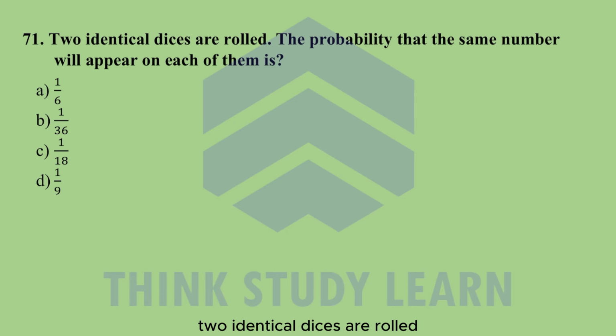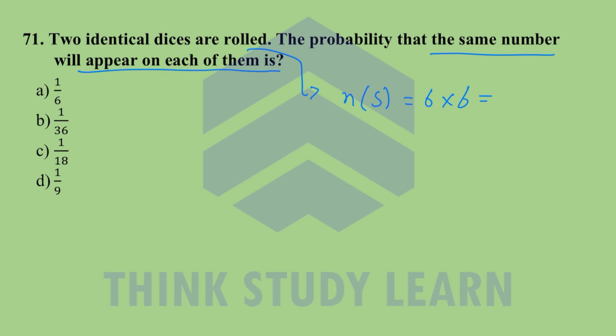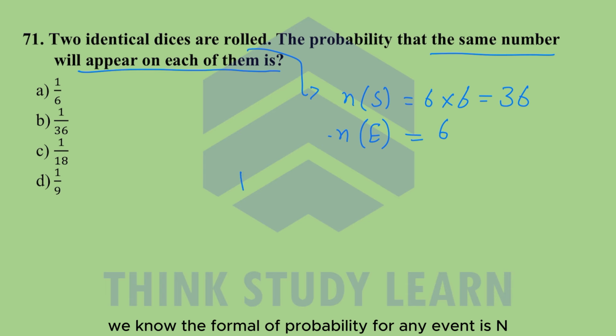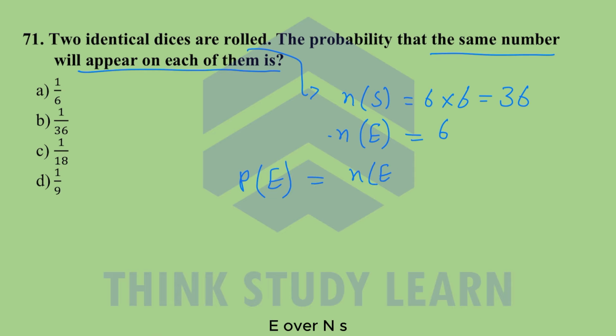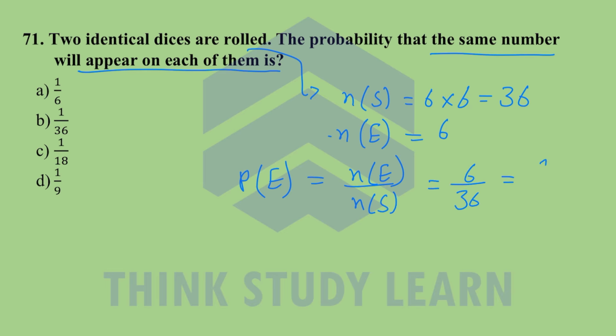Two identical dice are rolled, then find the probability that the same number will appear on each of them. Since two identical dice are rolled, then number of S will be 6 cross 6. Since there are 6 sides of each dice, then NS will be 36 and number of events for each die will be 6. Now we know the formula of probability for any event is NE over NS. Putting the value 6 by 36 will give us 1 by 6. A option is the right answer.